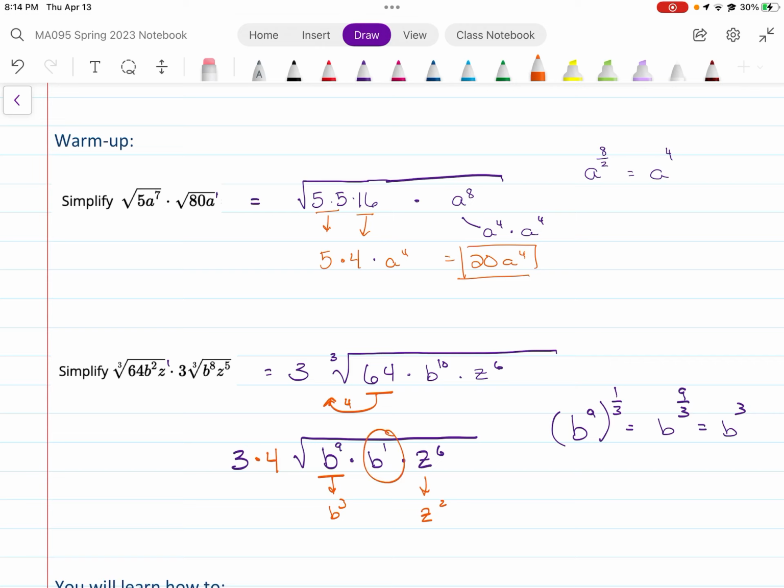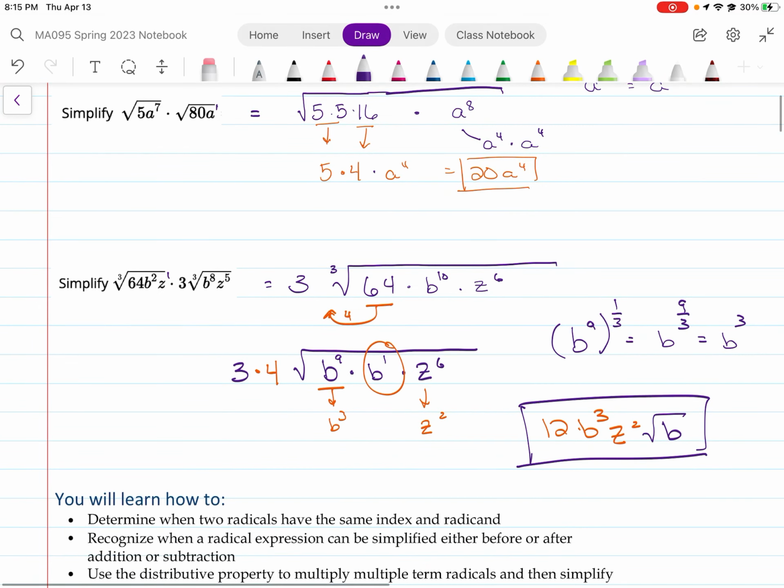So let's put this all together. And on the outside, we get 3 times 4. So I'll just write 12. 12 b cubed z squared. And then that is times the b that is stuck inside. It can't come out because it's less than a power of 3.